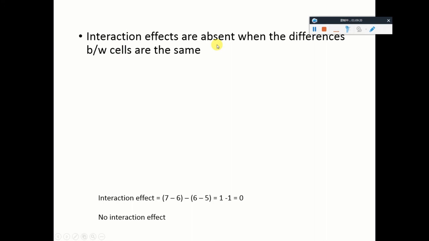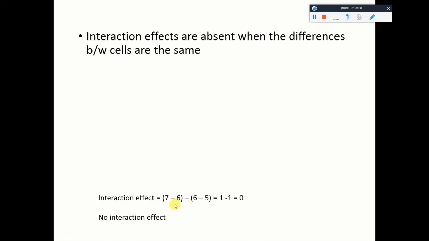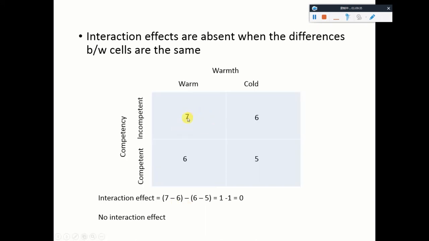And interaction effects, if we follow the same logic, are said to be absent when the differences between the cells are the same, right? So imagine we have this design here. The difference between these two cells is 1. The difference between these two cells is also 1. 1 and 1 are the same, so there's no interaction effect. You can also work it out in this direction. The difference between 7 and 6 is 1. The difference between 6 and 5 is also 1. 1 minus 1 is 0. There's no interaction effect.